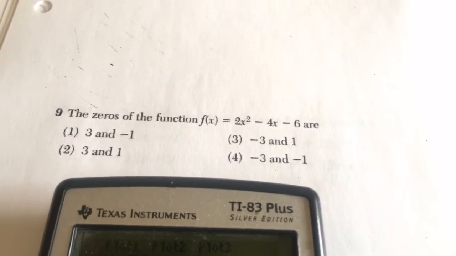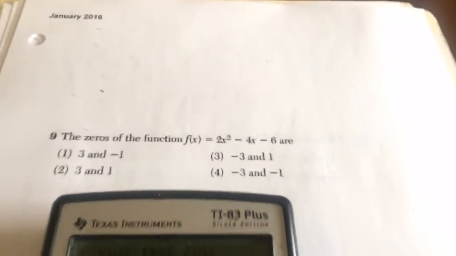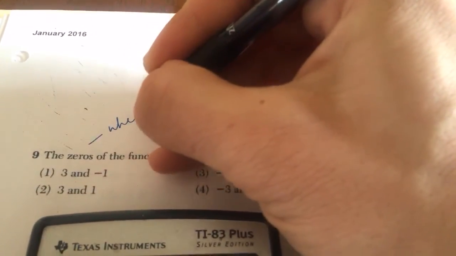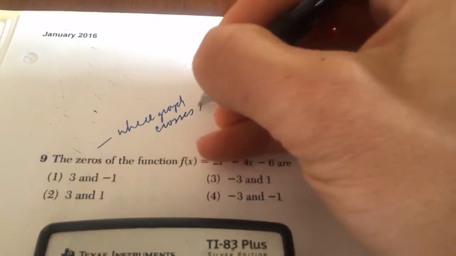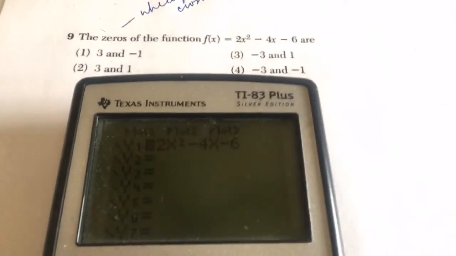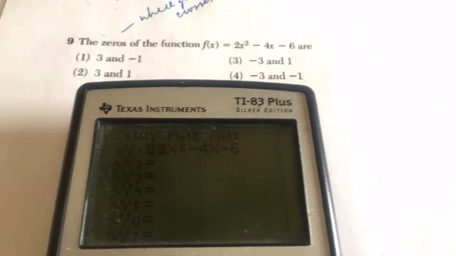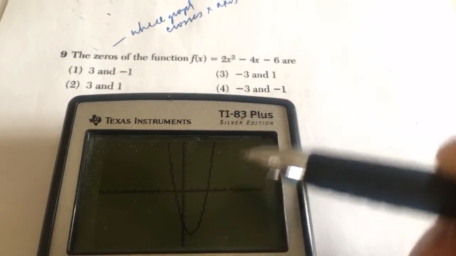Number 9 tells you to find the zeros of the function. The zeros are where the graph crosses the x-axis. So I put that equation into my graphing calculator. I hit graph, and I notice that my parabola crosses at -1 and 3.